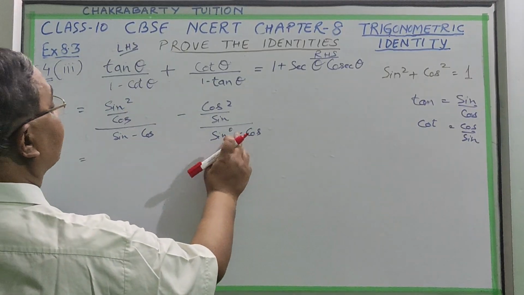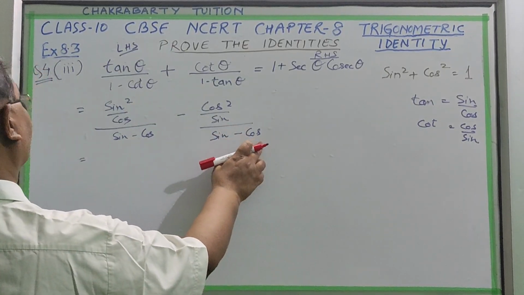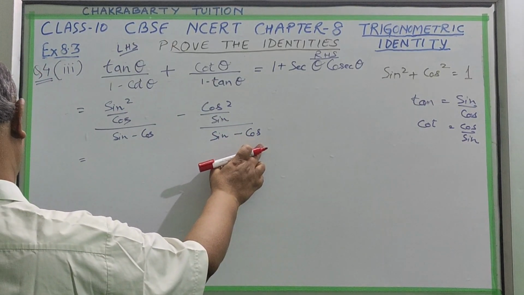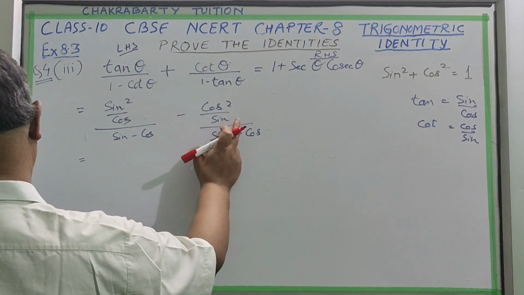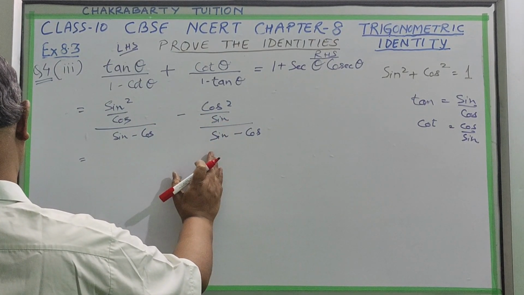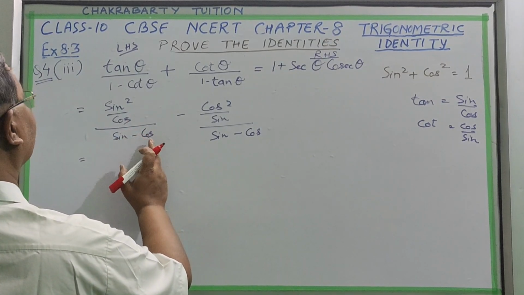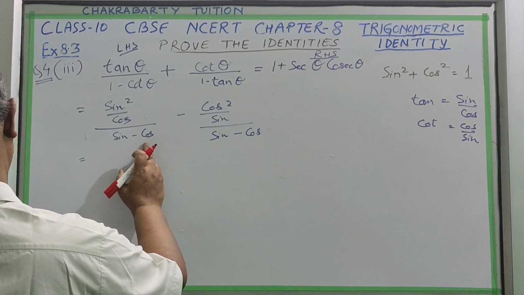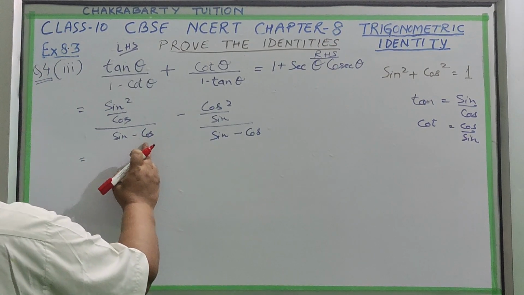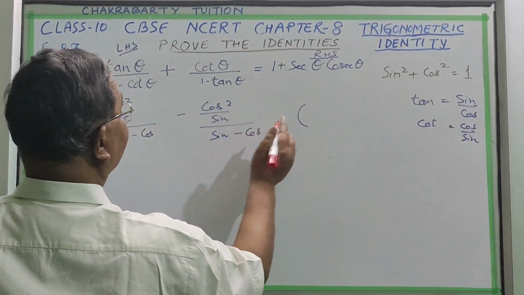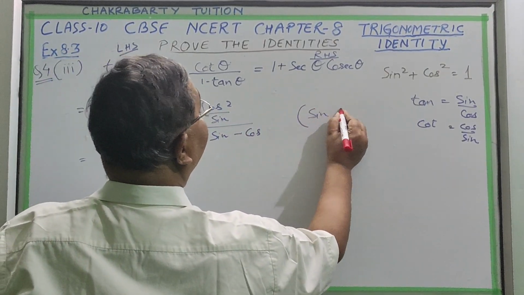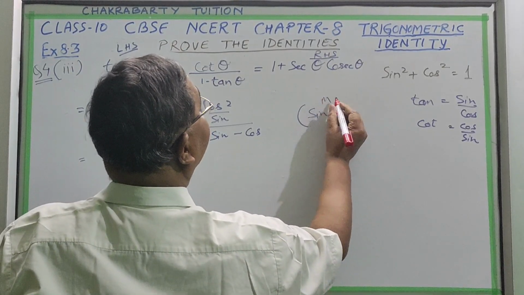Now from here we will go further. So sine minus cos is here, and sine upon cos is here. So now we will multiply both sides with sine and cos. Multiply.